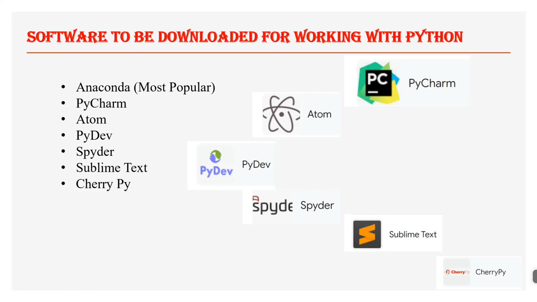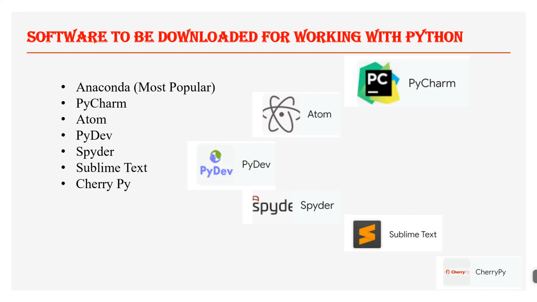Now let's see, if you're interested to work with Python, what is required for downloading and working with Python. One of the most popular platforms wherein we use Python is Anaconda. Directly go to anaconda.com or anaconda.org, download Anaconda and install Anaconda. So you can use Python using Jupyter.